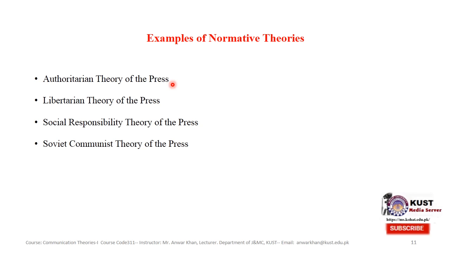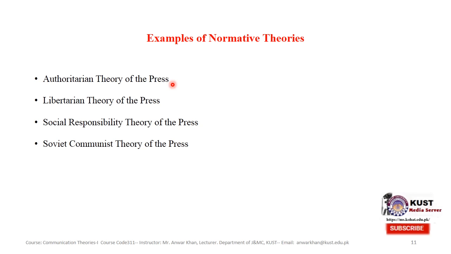So the very first thing is that if we want to search for examples of the authoritarian theory of the press, we need to search for such governments or such countries where kingship, dictatorship or an autocratic form of government is there. Then in those countries, the authoritarian theory of the press will be there. It depends upon you. I'm not going to pinpoint any country. You will have lots of information about different countries where dictatorship is there, where kingship is there. So we can easily find these examples, and we can easily apply the authoritarian theory of the press in those countries.